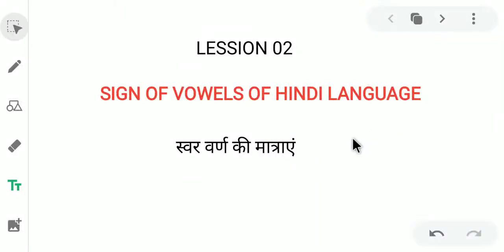Good morning, guys. This is the second lecture of Hindi language. So I'm going to tell how to write the sign of vowels of Hindi language, or in Hindi it is known as swar ki matraayein. Okay.